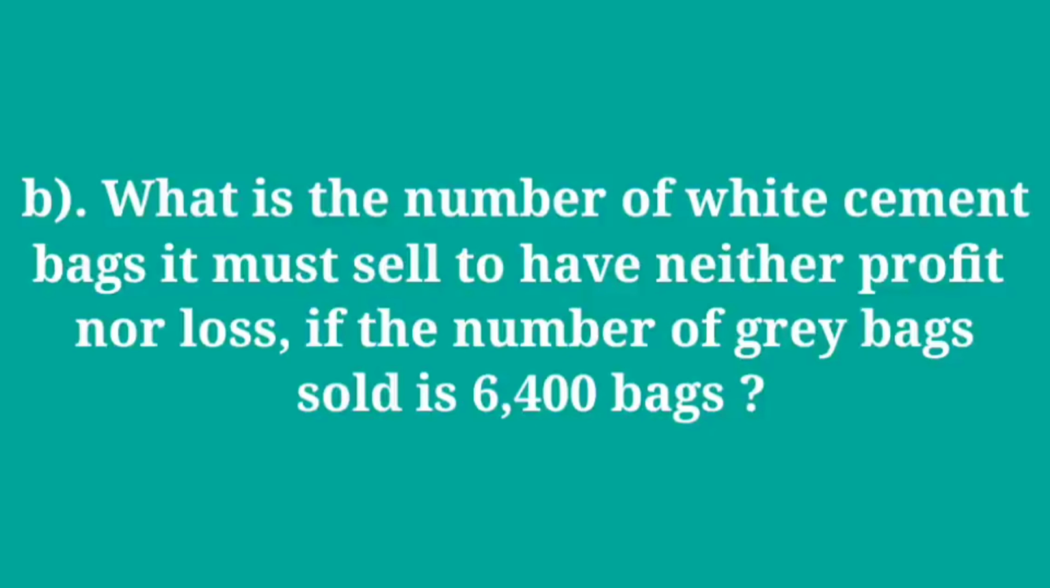If the company sold 6,400 bags of grey cement, to equalize the loss and profit, how many bags of white cement must the company sell? Because when the company sells the grey cement bags, it incurs a loss of rupees 5 on one bag of grey cement. Therefore, first let us find out the loss on 6,400 bags of grey cement.